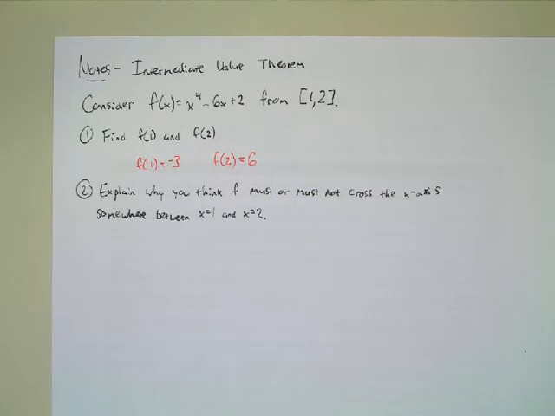Okay, so someone want to volunteer here? Let's go to Tyler. All right. So at x value of 1 the y value is negative 3. At x equals 2, the y value is 6, so it has to go across the x-axis. Has to go across the x-axis.